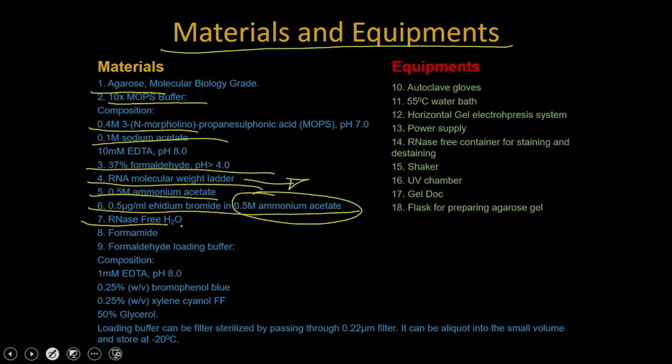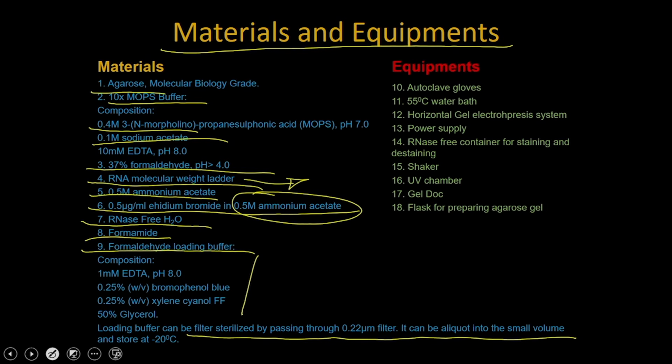Then you require RNase free water, formamide, and formaldehyde loading buffer, and that is the composition of the formaldehyde loading buffer. The loading buffer can be filter sterilized with a 0.22 micron filter, then aliquoted into small pieces and stored at -20 degrees.